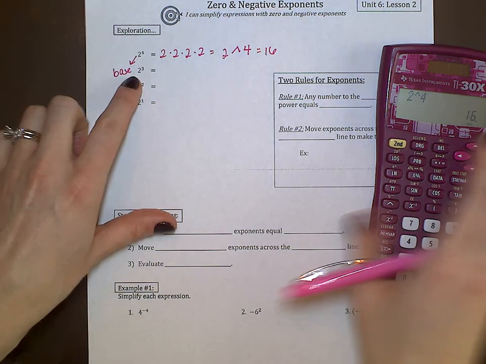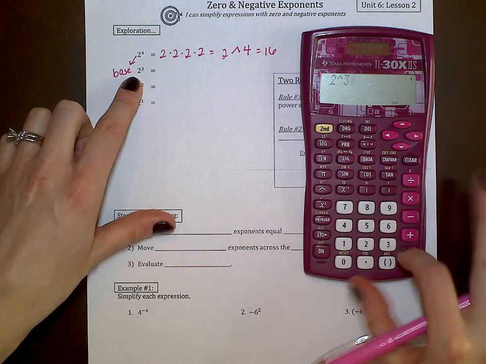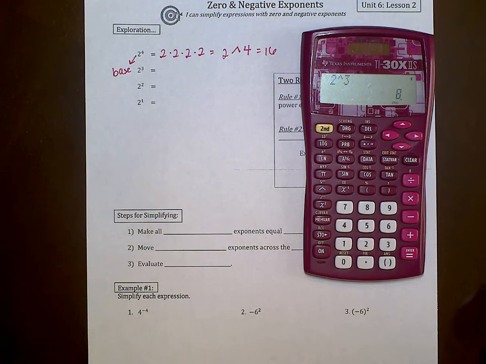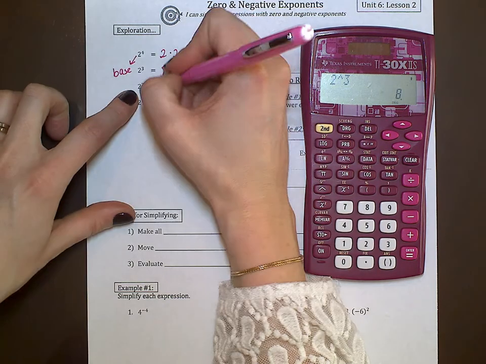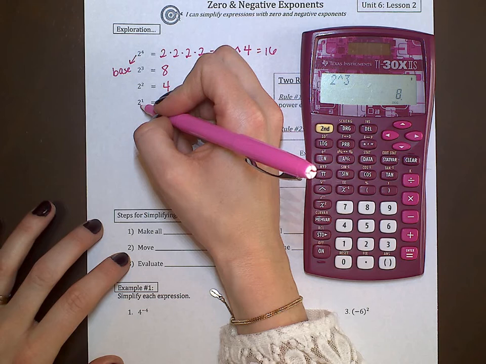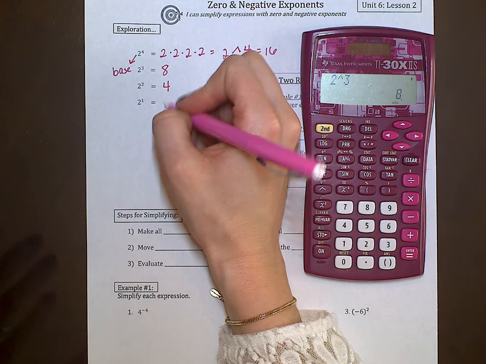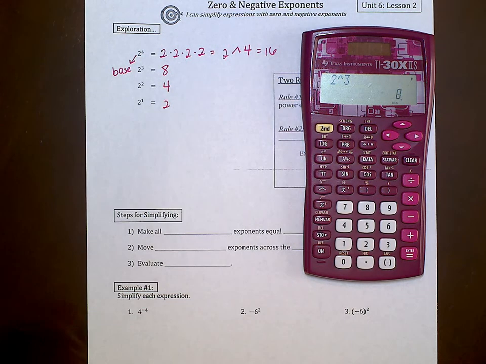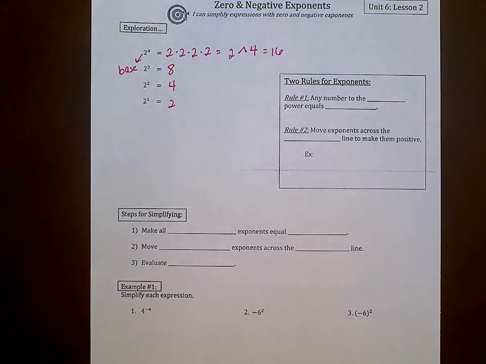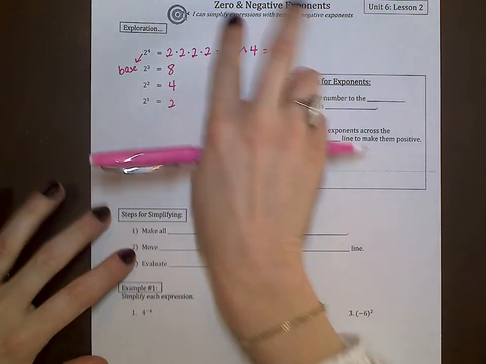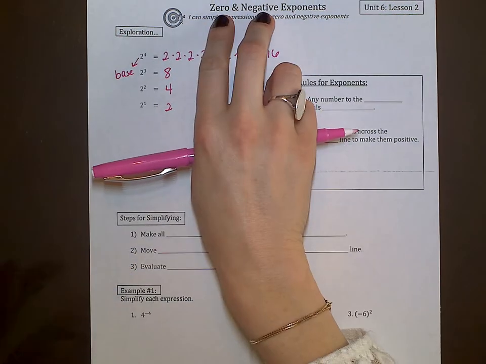Same thing, if I wanted to figure out what's 2 to the 3rd, well, it's just 2 times 2 times 2. That's how you'd punch it into the calculator, but that's not that hard to figure out. That's just 8. 2 squared, we know that's 4. And then 2 to the 1 power, well, that's just 2. So none of that's that complicated, but we are going to be looking at 0 and negative exponents.